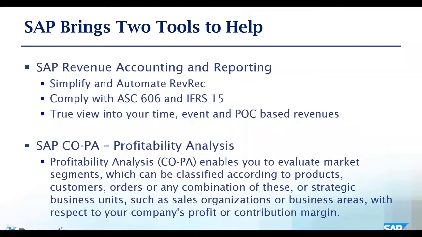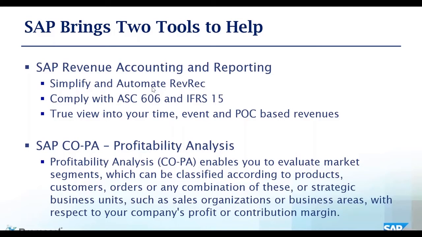So SAP brings two tools to help in this process. The first of them is SAP Revenue Accounting and Reporting. What SAP RAR does is it helps simplify and automate your revenue recognition. It brings together all of the tools and allows you to really look at how do I manage my revenue accounting in line with ASC 606 and IFRS 15. And it does it in an automated way so that you can manage your business and not have to worry about all of that. The second is COPA Profitability Analysis.